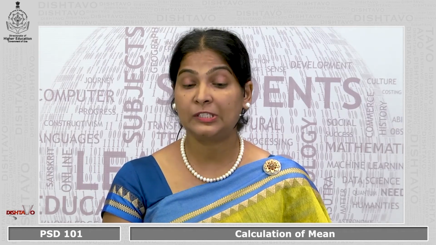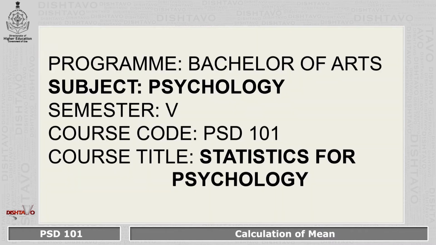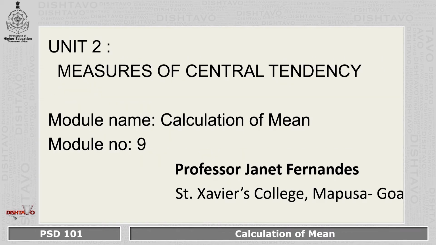Xavier's College. And today I'm going to speak about Statistics for Psychology, which is the course code PSD 101, offered for semester 5 for psychology students at the Bachelor of Arts program. In this module, I'm going to teach you how to calculate mean. This is module number 9.